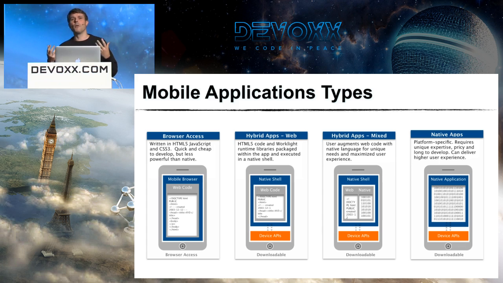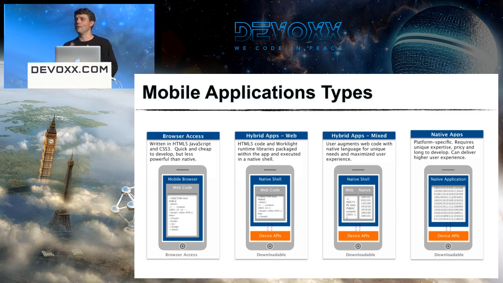So the best of both worlds would be to combine the cross-platform advantage of browser access with the native capabilities of a native application. And this is what a hybrid application is. A hybrid application is an application that runs HTML, JavaScript and CSS style sheets in a native container. We ship the native container for you. You don't have to implement it.